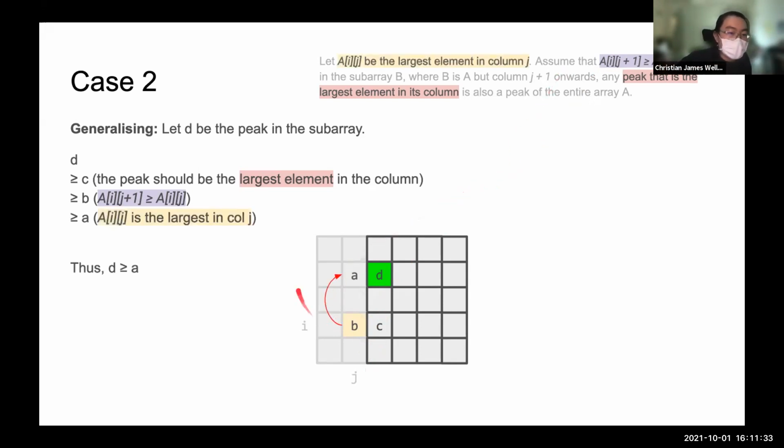Then B is greater than or equal to A because a[i][j], this element B, is the largest element in this column. So B is larger than A. By transitivity, following all these inequalities, D is greater than or equal to A. We are sure that this guy will always be a peak in the entire matrix.